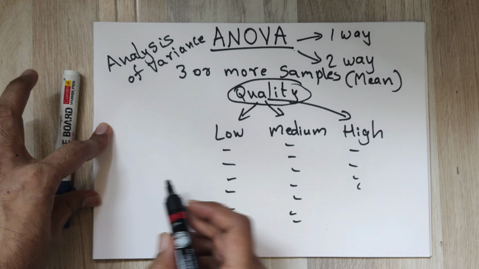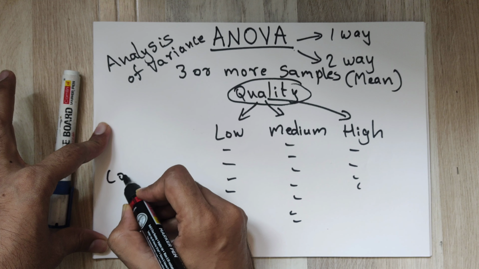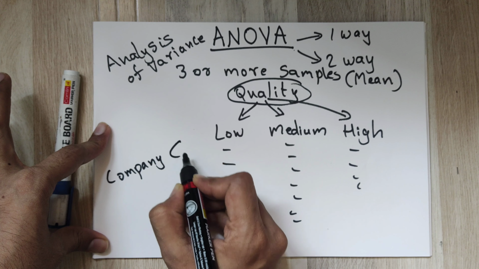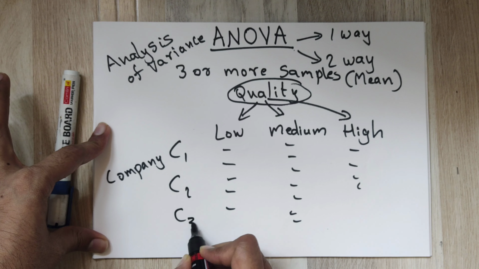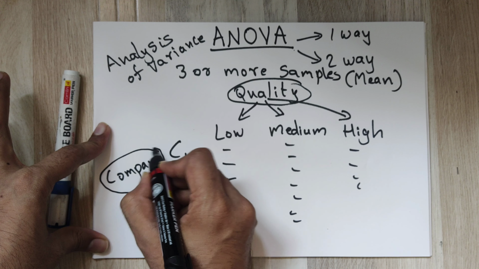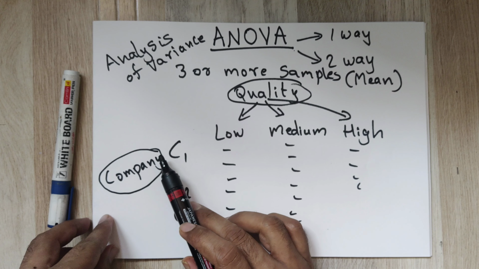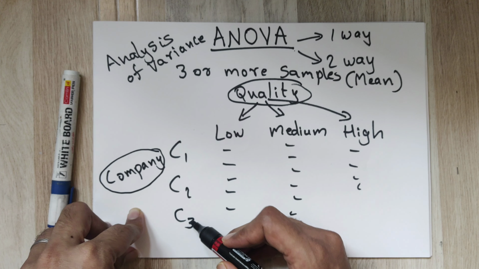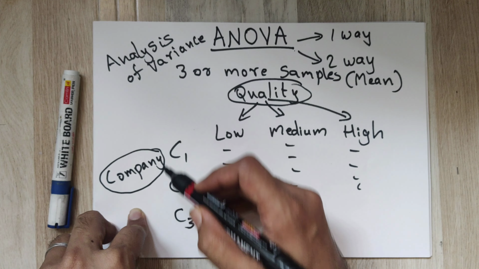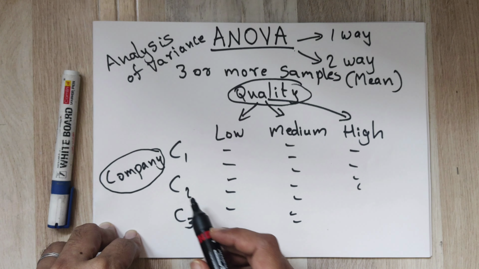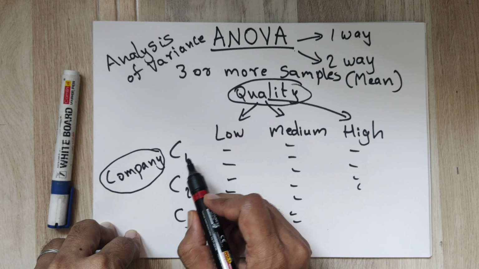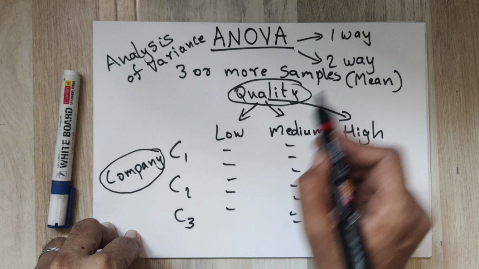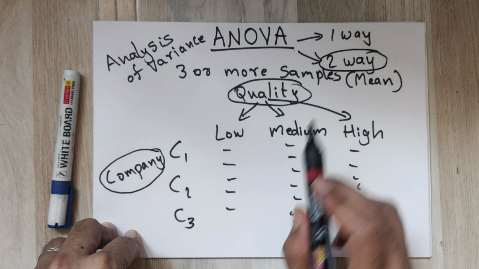Now suppose I introduce one more parameter, that is I'll collect the samples from three different companies. Suppose I have three companies C1, C2 and C3. Now I am introducing one more parameter, company. I want to check whether the tires given by company 1, 2 and 3 have the same average mileage for all the three or whether there is any difference. So I am testing two parameters now, quality as well as company. For such examples, we'll have to use two-way ANOVA.